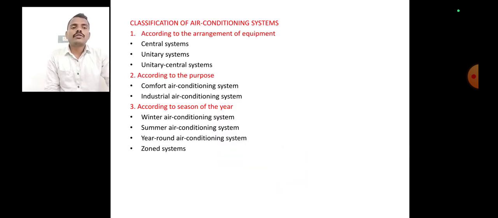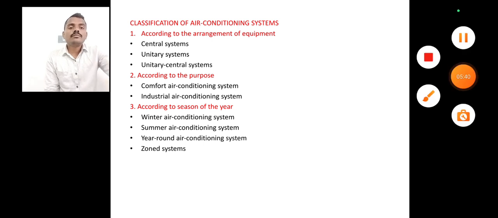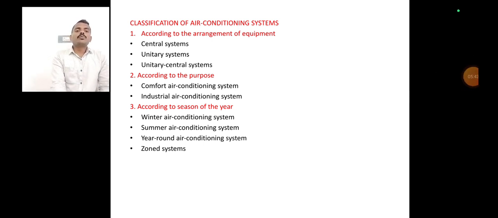Next is the classification of air conditioning systems. According to the arrangement of equipment, there are 3 types of air conditioning system. First one is the central air system and unitary system. Unitary system is a single system. It is for a small room capacity. Central system means for large buildings.